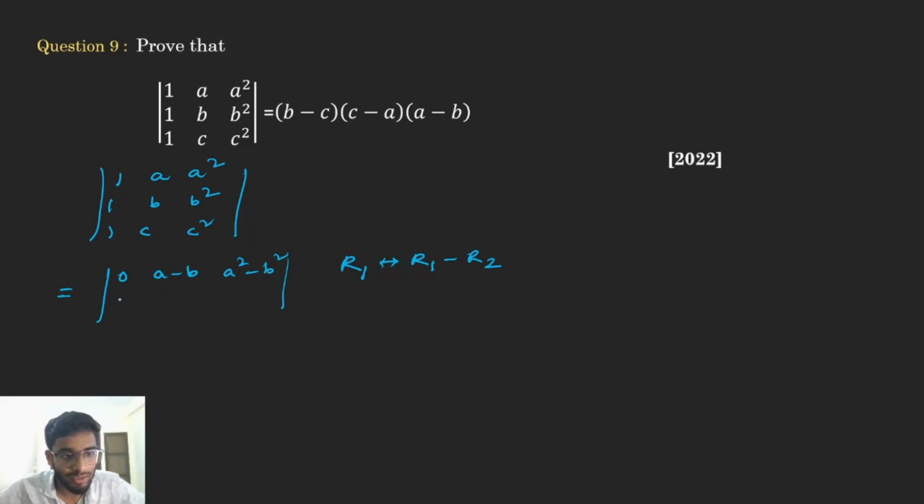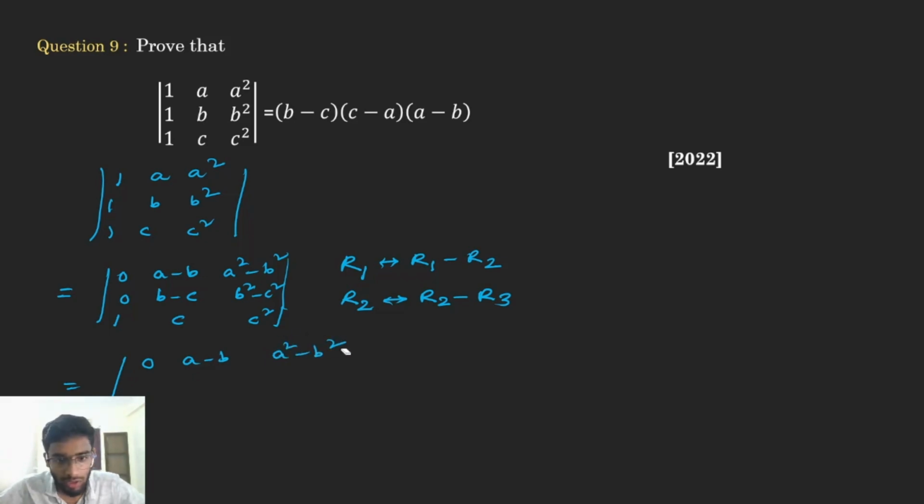Similarly, if we apply the same scenario for row 2 also, we subtract row 3 from row 2, then we will get B minus C. It will be 0, it is B minus C, B square minus C square, and 1, C, C square. Now you see 0, A minus B, A square minus B square.